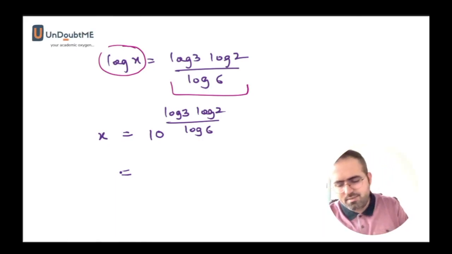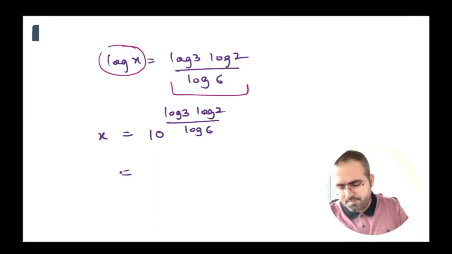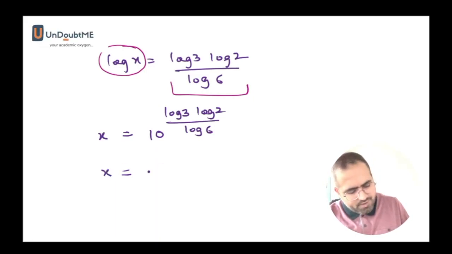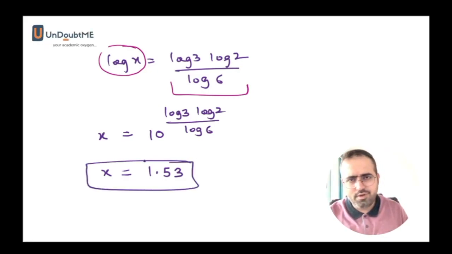So now after this step, it's all a calculator based question. Okay, so let us directly plug the value in the calculator. So we have 10 raised to the power, bracket open, log 3 bracket close, times log 2, and this is further divided by log 6. So when I solve this whole thing in the calculator, I'm getting the value of x as 1.53. You can also try doing it on your own and hopefully you should get the answer.